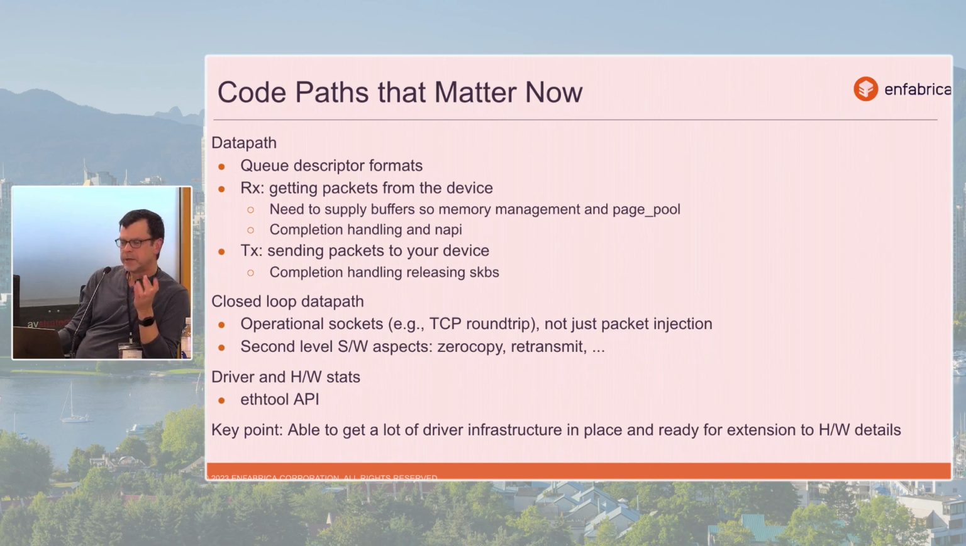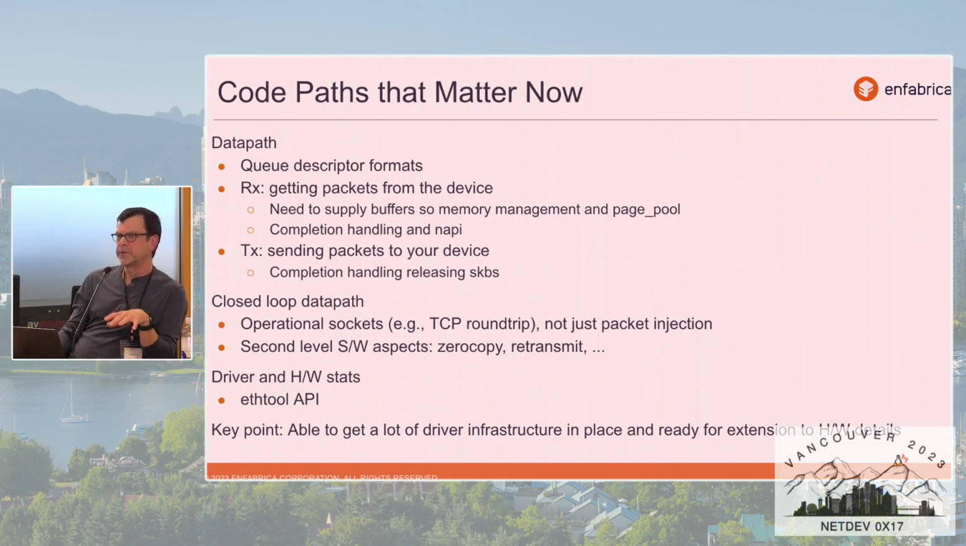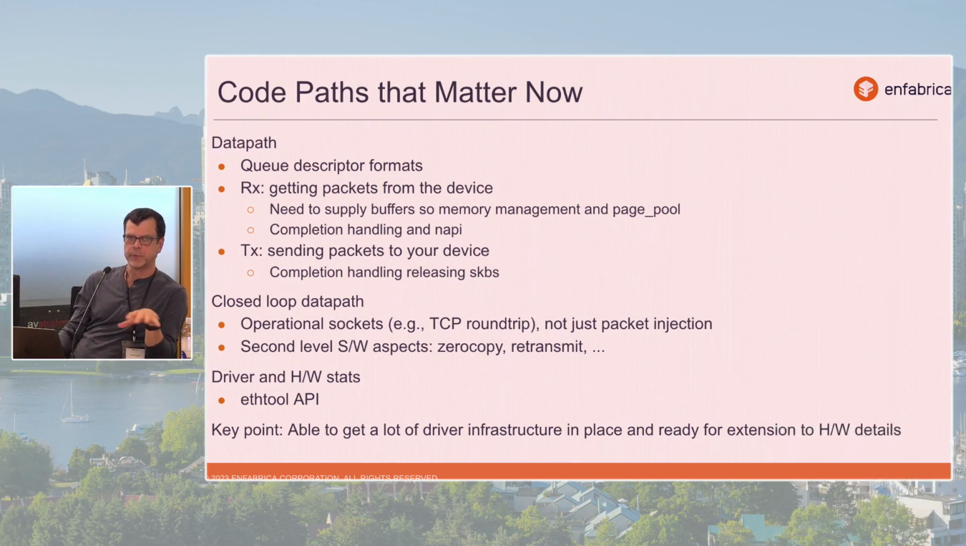Debugging and monitoring: trace points, I heavily rely on trace points, and the ethtool API is another one. And so those ethtool -S stats, where you're getting the driver and hardware specific stats, that's something that can all be done now. And that's the key point: you're able to get a lot of your driver infrastructure in place and ready for the extension for the hardware details, without being serialized behind the status of the hardware, where the CSRs are being defined, and what the interface is to the firmware around the messaging and the formats of those messages.